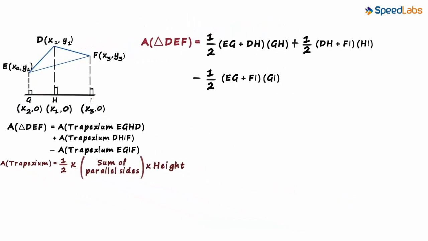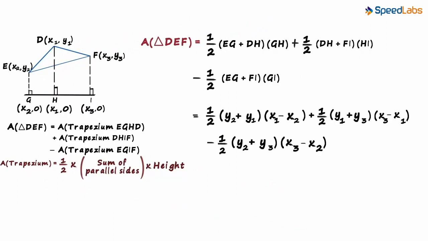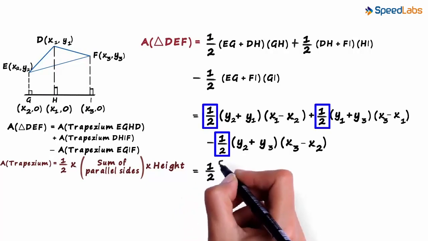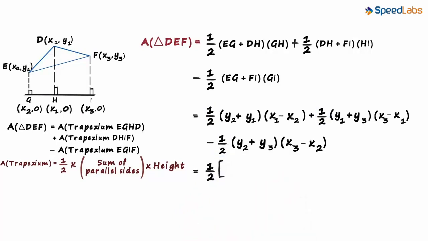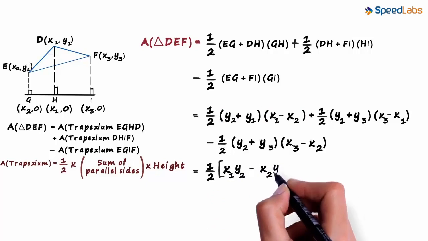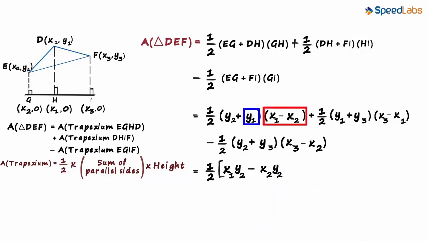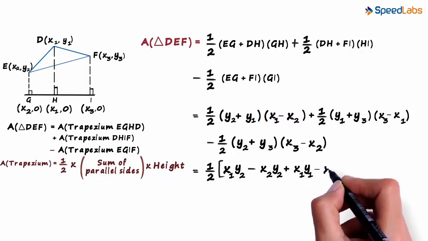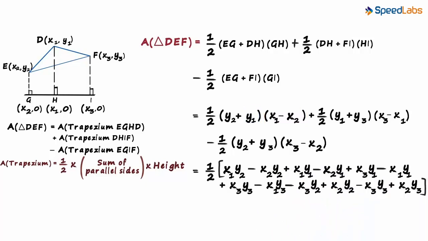Substituting these values on the right-hand side, this is what we get. Looks complicated, but trust me, it's really simple. We just have to write down each value systematically. Half is a common factor to all the terms. So taking half outside, we use the distributive property to expand the brackets inside. Multiplying y2 with this, we get x1 y2 minus x2 y2. And after multiplying y1 with this, we get x1 y1 minus x2 y1. Solving each of the brackets, we finally arrive at something like this.